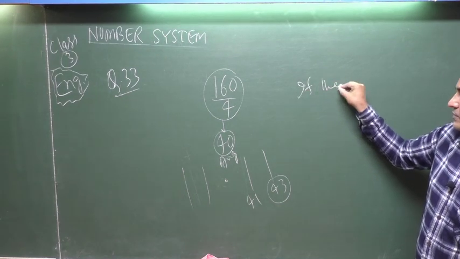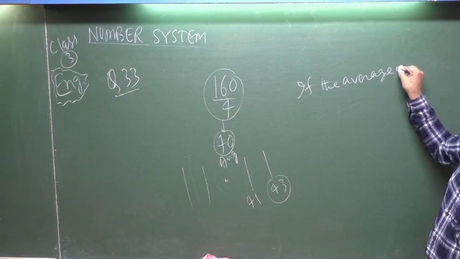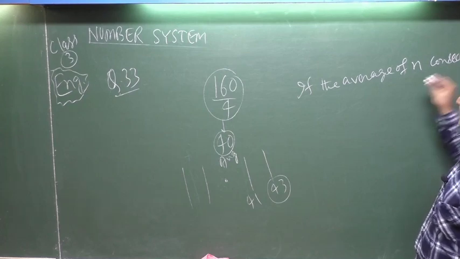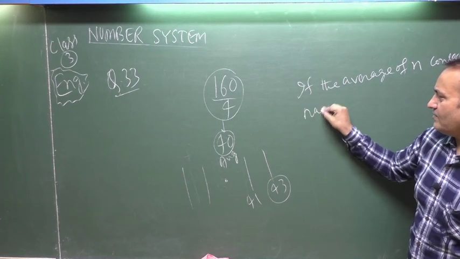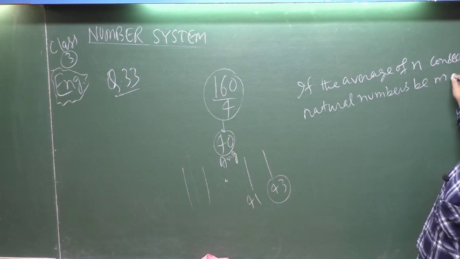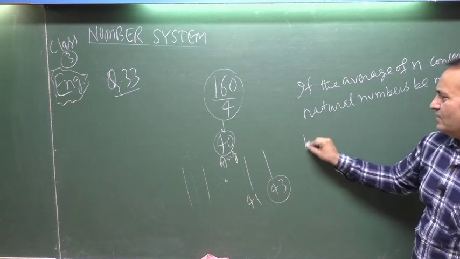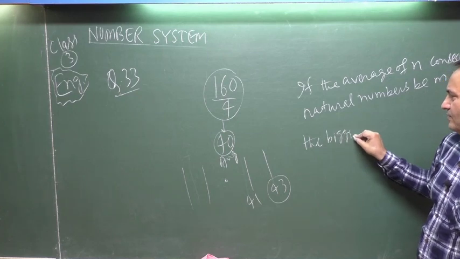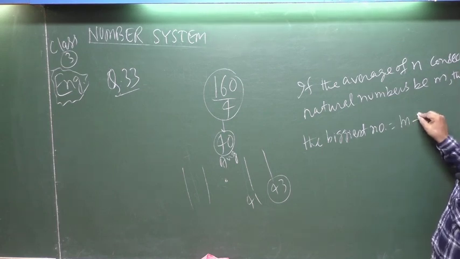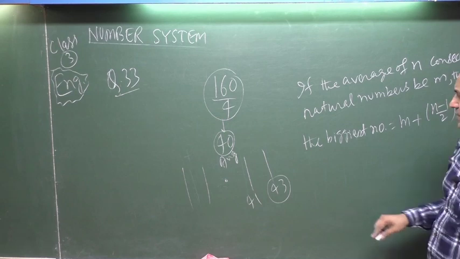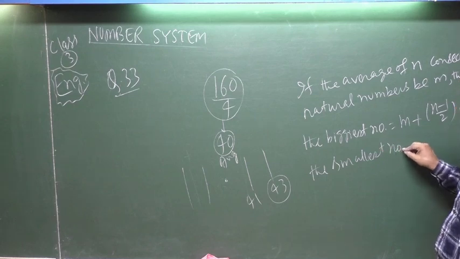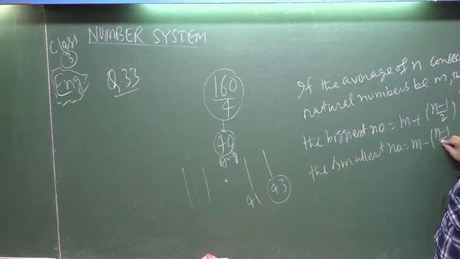If the average of n consecutive natural numbers be m, then the biggest number is m plus (n minus 1) by 2. The smallest number is m minus (n minus 1) by 2.